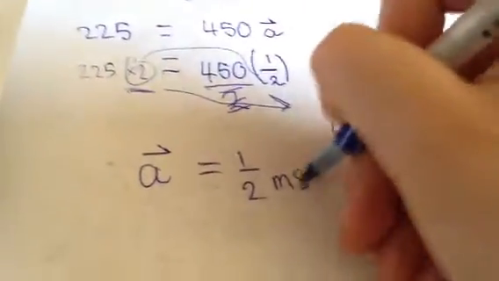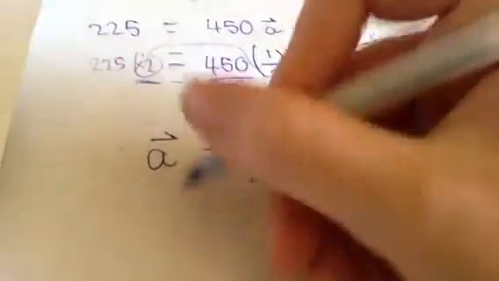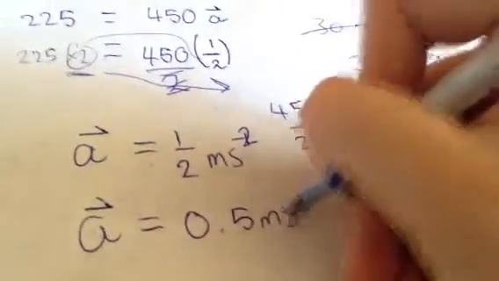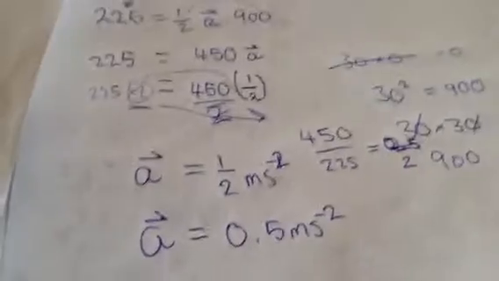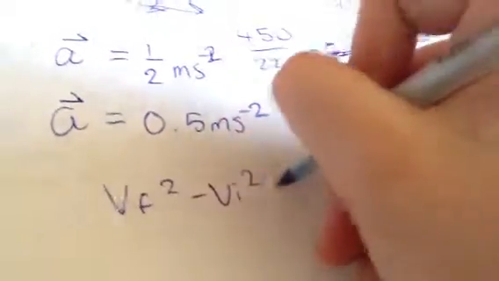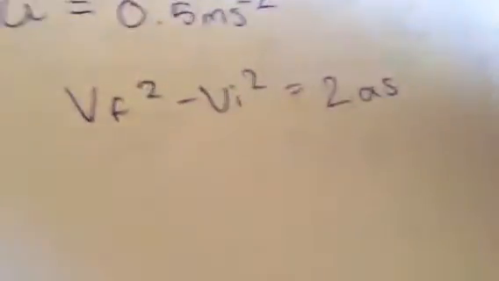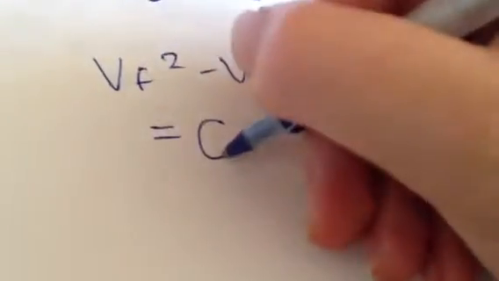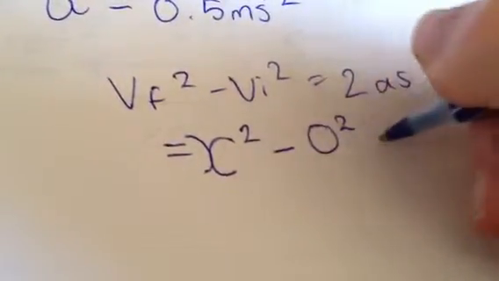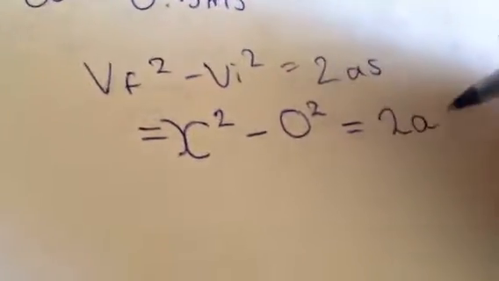But that basically means that acceleration equals half a meter every second squared, because acceleration is meters per second per second, or 0.5 meters per second squared. Okay, so now that we've calculated that, we can calculate velocity final. There are a few ways we can do this, but I reckon the neatest way is to go Vf squared take Vi squared equals 2as, which is another equation of motion. So Vf squared take 0 squared equals 2as.